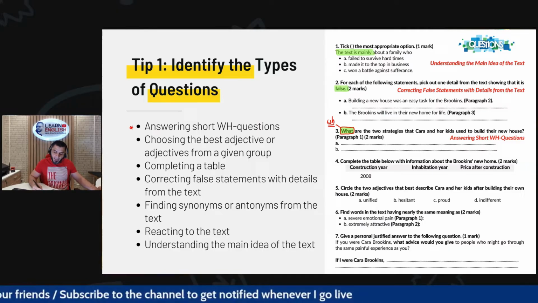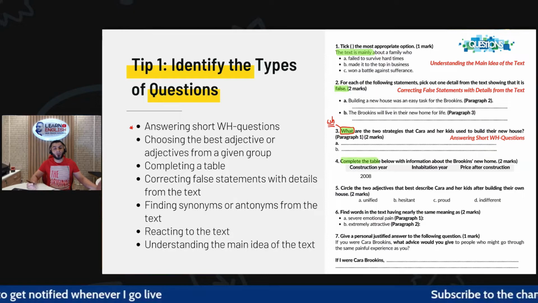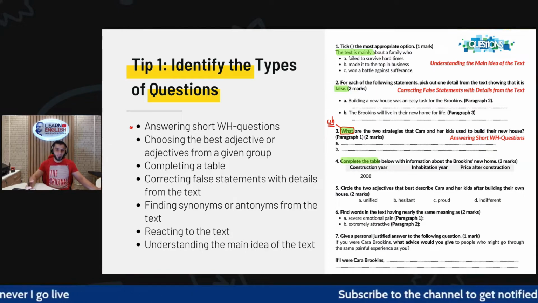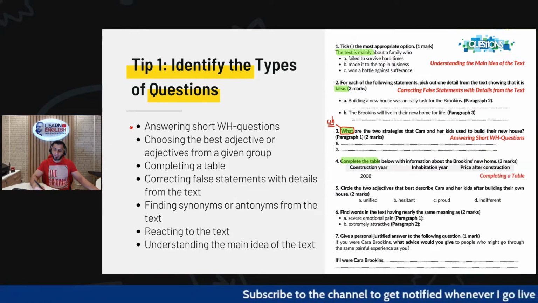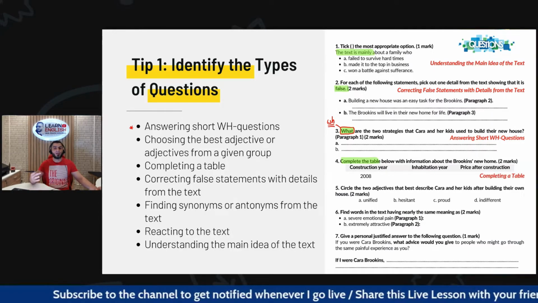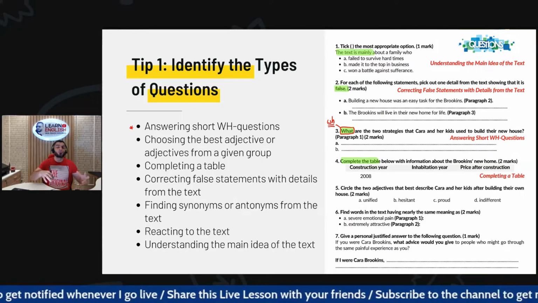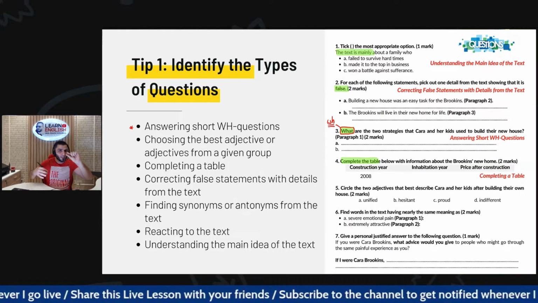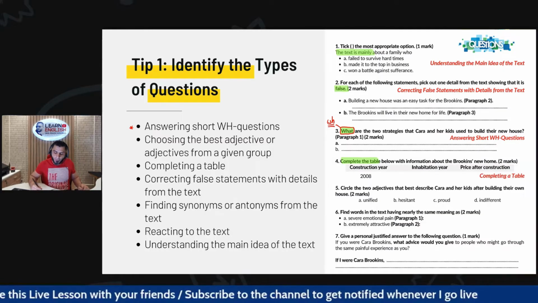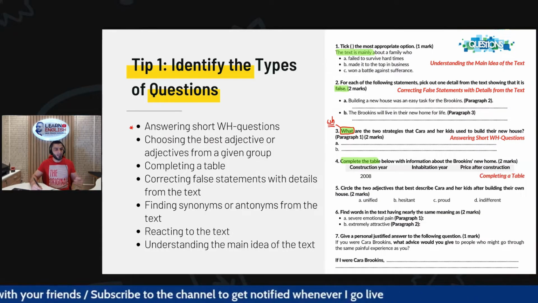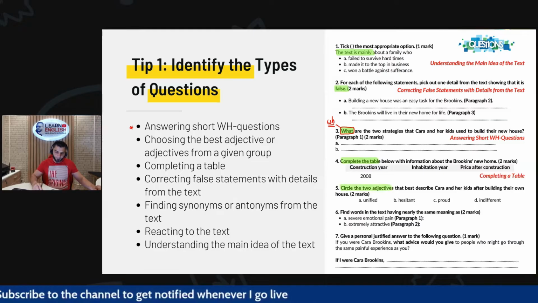Next one, complete the table with information about Brooklyn's new home. So this is, of course, table completion. You have to complete the table with the missing information. That's very easy. You are not supposed to write long answers again. These are some pieces of information that we need you to find from the text.